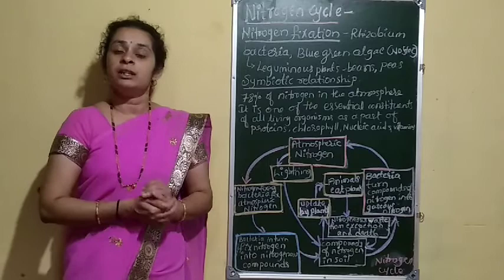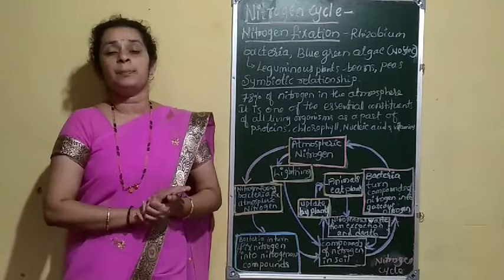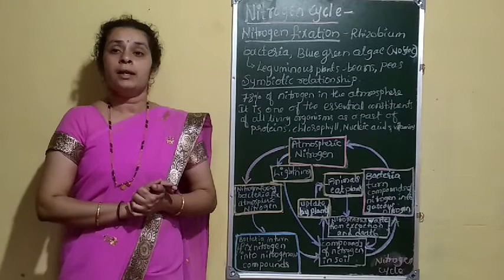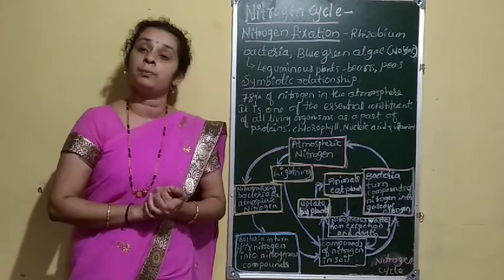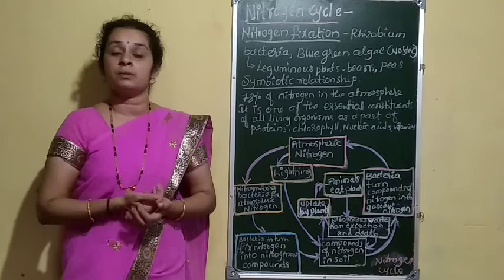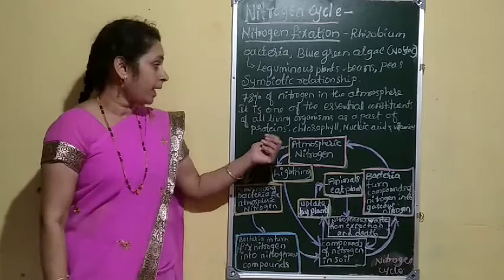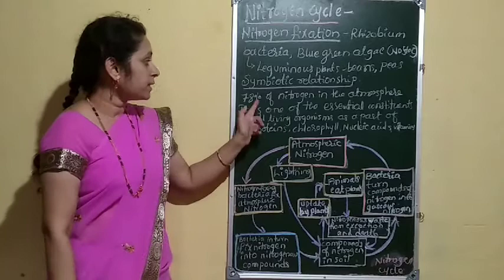You know that 78% of the atmosphere is nitrogen, and you may wonder how this 78% of nitrogen is maintained constantly in the atmosphere. What is responsible for that, and how is it recycled? That is all because of the nitrogen cycle. That is how we have 78% nitrogen in the atmosphere.